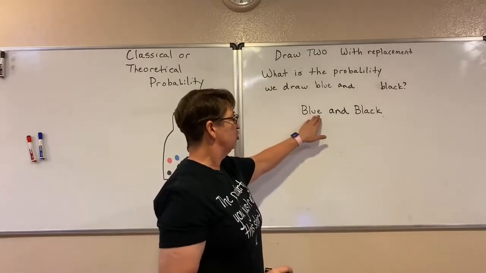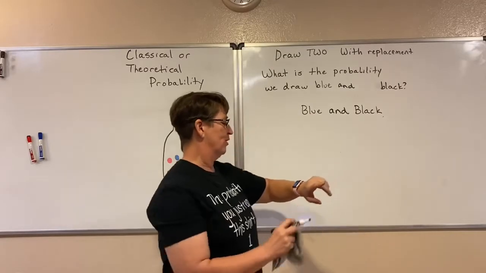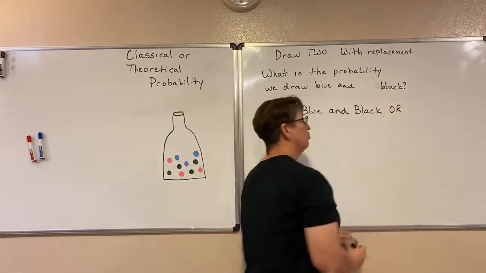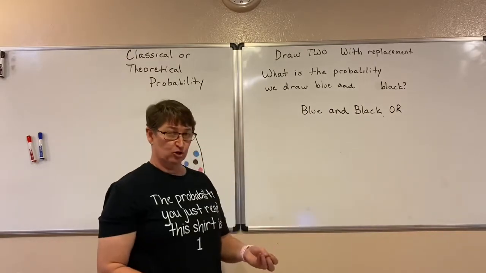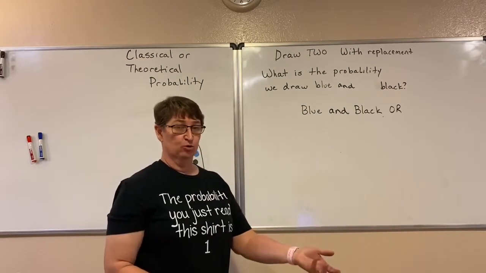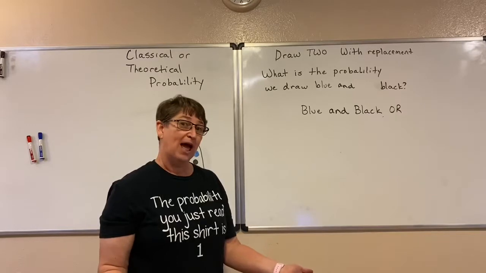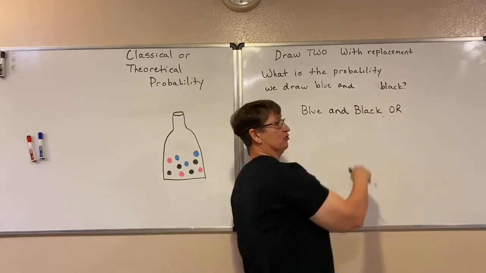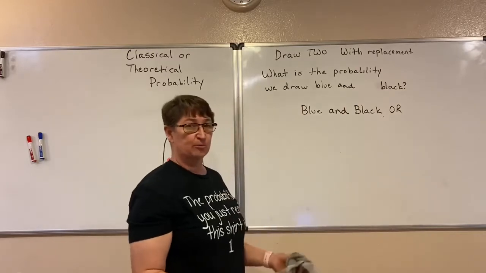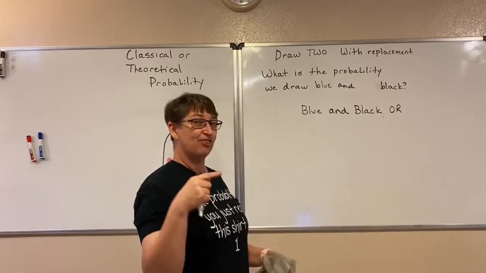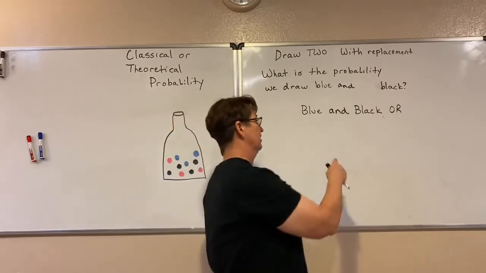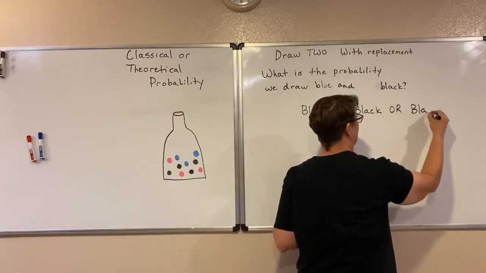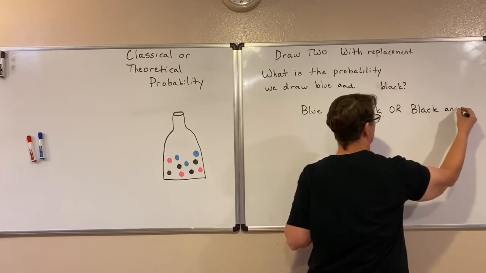So we have a blue and a black. That's one way we could do it. Or we could get the black first and then the blue, and we would still have a blue and a black. So when I don't have an order that matters, when it's not necessarily in any specific order, I have to think about the different ways I could do it. So a blue and a black, or a black and a blue.